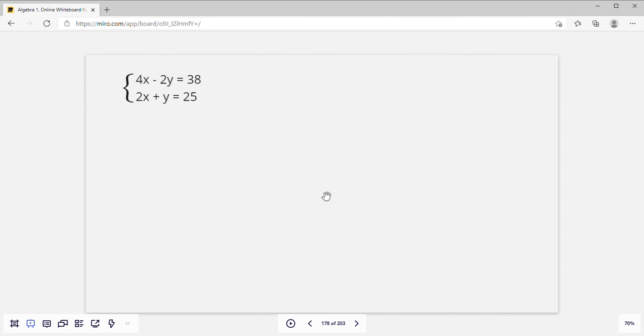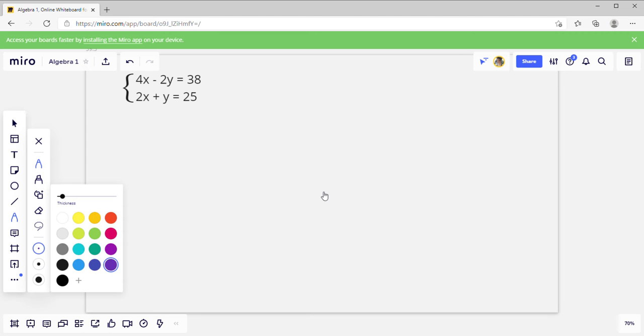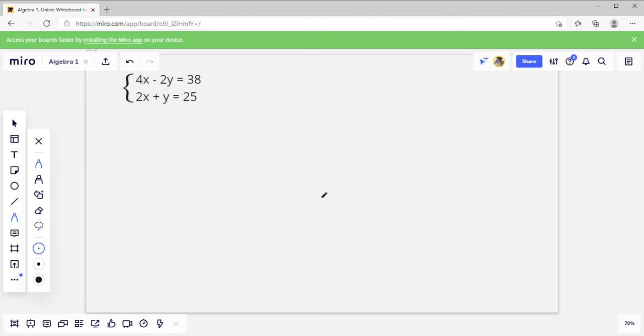All right, here's another example. So first thing I'm going to look for is going to be one of my variables by itself. Here's a y by itself right there with no coefficient. Nothing's multiplied times it. So I'm going to change that one around. So I've got 2x plus y equals 25. So I got to get rid of this 2x. And I'm going to get y equals negative 2x plus 25.